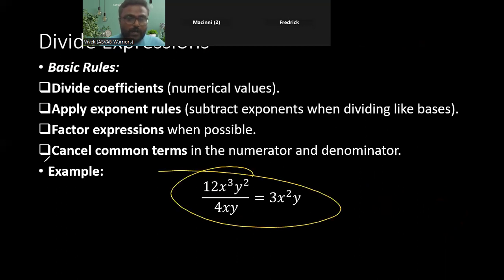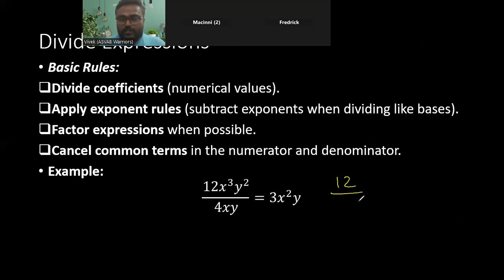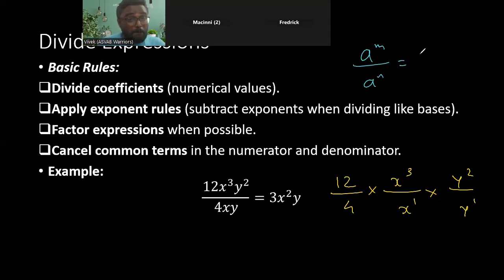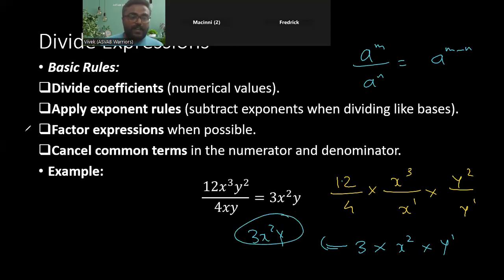Let me try to explain what exactly happened in this case. So 12 divided by 4, I'll just write it down separately, times x to the power 3 divided by x to the power 1, times y to the power 2 divided by y to the power 1. If you apply this rule, a to the power m divided by a to the power n, same base. Guys, if the base is the same and the power is different, what do you do? You subtract the powers. So 12 divided by 4 is 3, times x to the power 3 minus 1, which is x to the power 2, times y to the power 2 minus 1, which is y to the power 1. What will we have as the final answer? 3x square y will be your final answer.